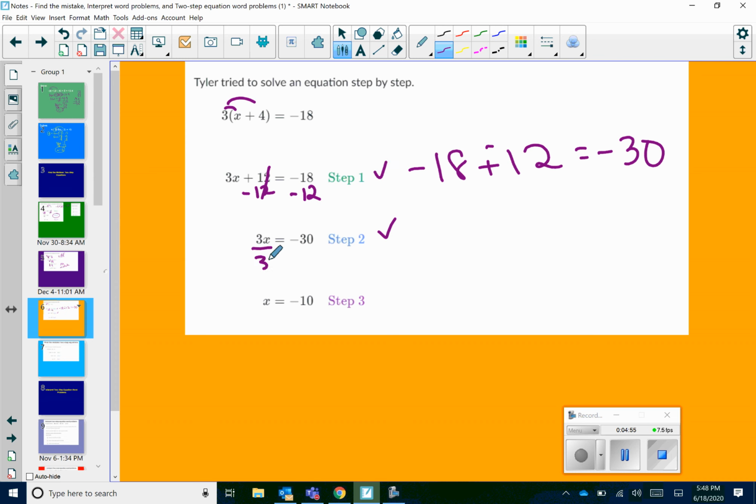And then when we divide through by 3, I'm going to be left with x equals negative 10. So there's no mistake in this problem either. Everything looked good.